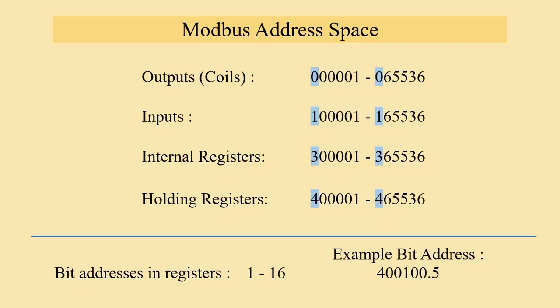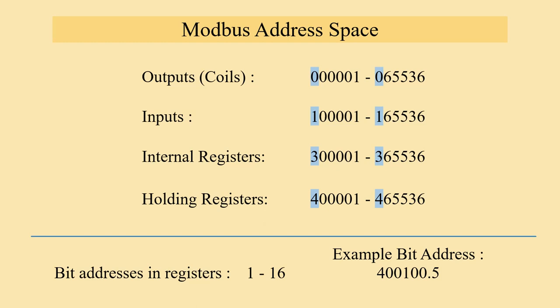When working with Modbus devices, we typically refer to outputs or coils, inputs, holding registers, and internal registers. Coils and inputs represent single bit data having 0 or 1, or on and off, as its values. Holding registers and internal registers are 16-bit values. Valid addresses for each of these types are listed here.